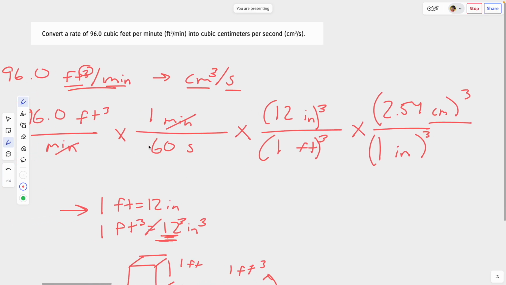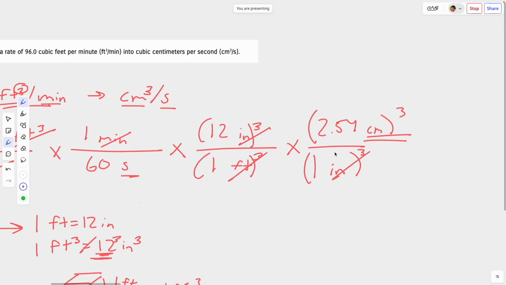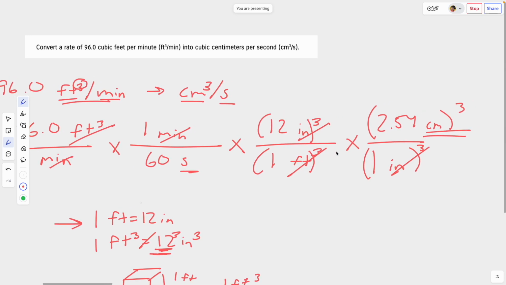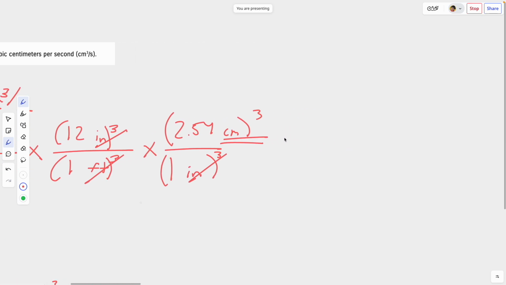Okay, so now we've got the seconds in the denominator. Feet cubed cancels out to inches cubed, and then that cancels out as well, and we're left with centimeters cubed over seconds. So we have the correct unit now. So all we need to do is just complete this numerical conversion, and we'll get our answer.